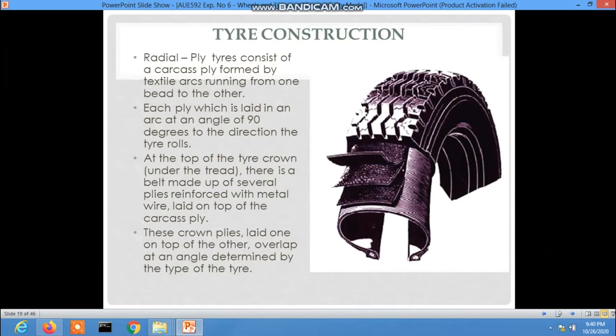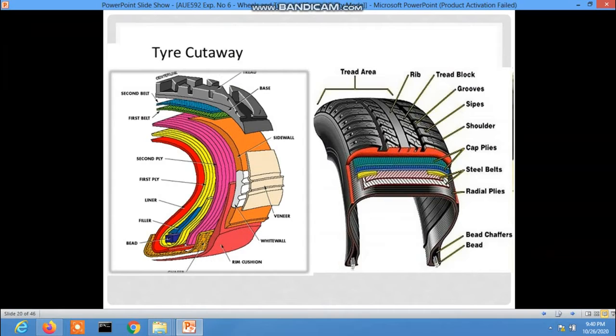Here is the cut section of the tire. So the upper part is the tread, this is the base, second belt, first belt, then the first ply, second ply, then inner liner, and at the bottom are the filler and bead. Beads are made of steel wire. So here is the tire, this is the tire construction.